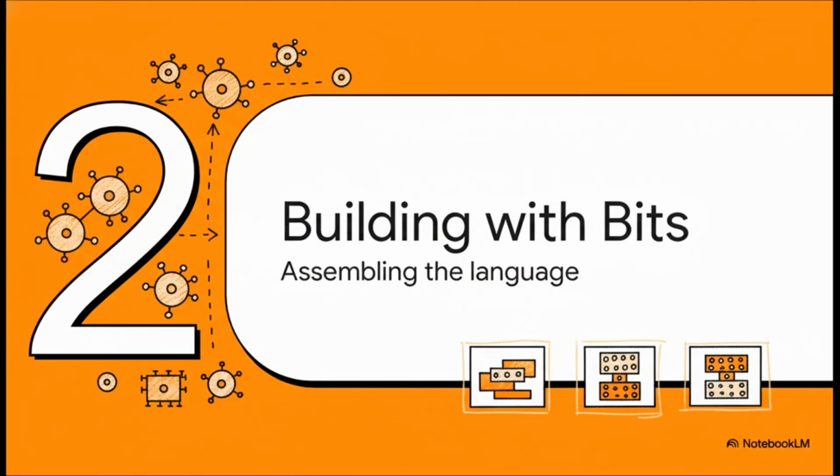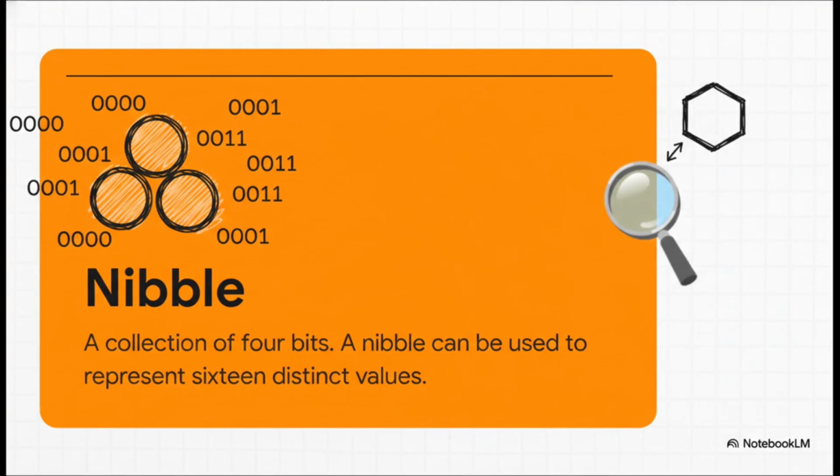So, if a bit is like an atom, how do we start building molecules? Well, the whole trick is that we group these bits together into standardized chunks. That lets us represent more complex ideas. Let's take a look at the first few of these building blocks. First up, and this is a great name, we have the nibble. It's just a little group of 4 bits. With those 4 bits, you can create 16 unique combinations of zeros and ones. That's just enough to represent things like a single hexadecimal digit.